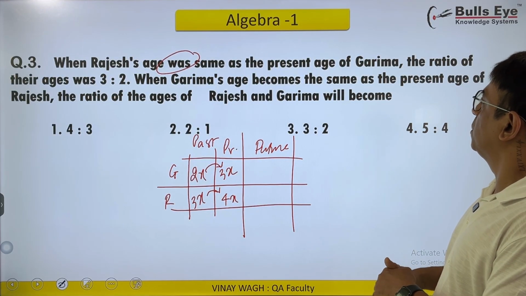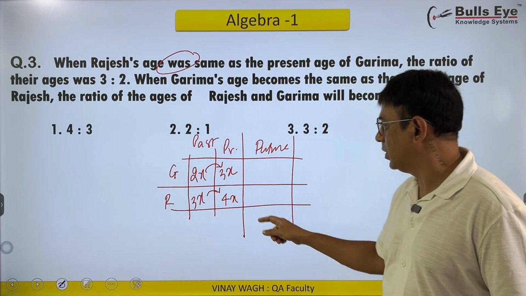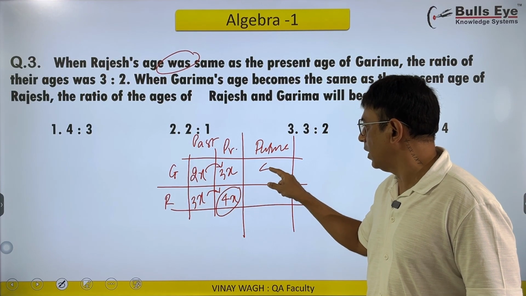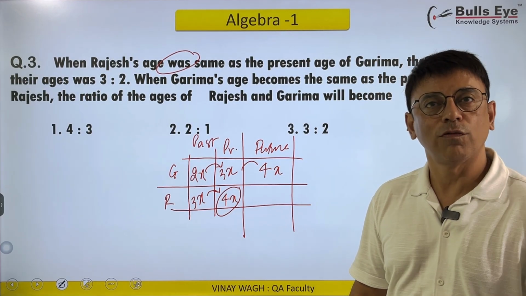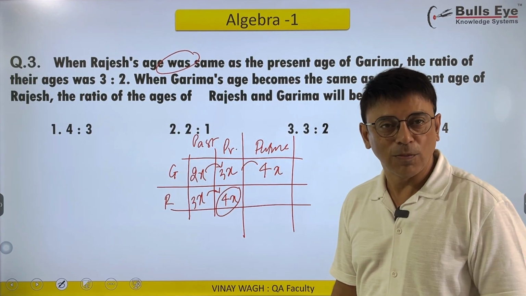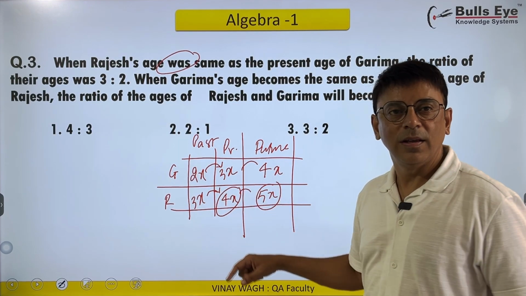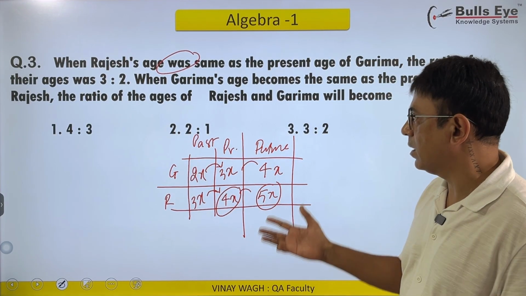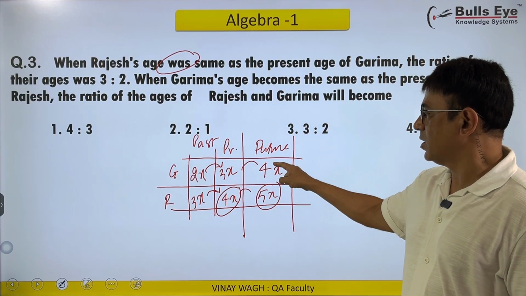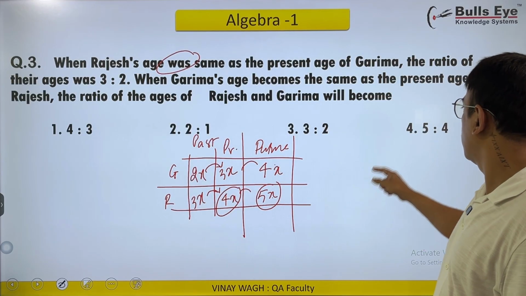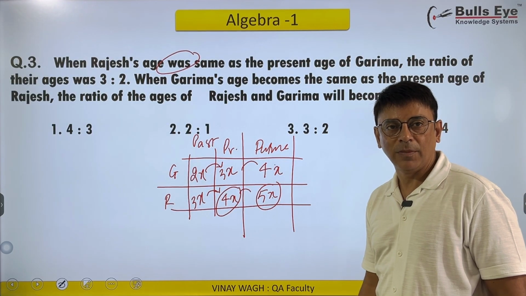When Garima's age becomes, that's future, same as the present age of Rajesh. This is present age of Rajesh and this is the future of Garima. Again, if Garima has grown older by x, from 3x to 4x, it's x more. So even Rajesh has grown old by x. Can you believe we are done? That's it. The ratio of the ages of Rajesh and Garima. This is Rajesh and this is Garima. 5x divided by 4x is 5:4. That's it.